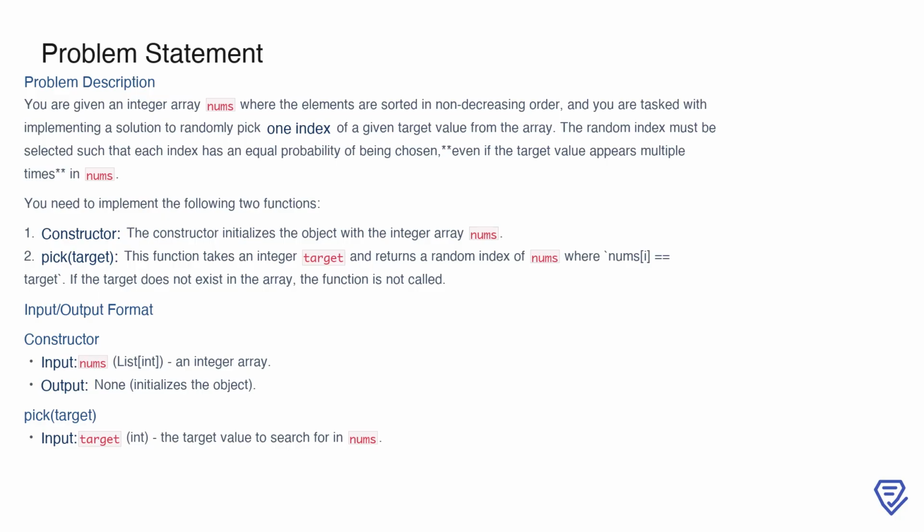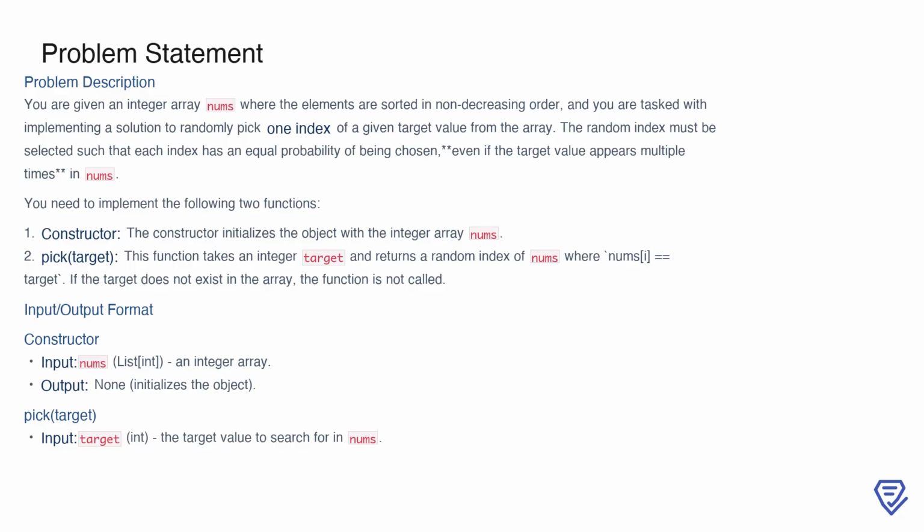Your task is to implement a solution that can randomly pick one of the indices where a specified target value appears in the array. The important part is that if the target value occurs multiple times in the array, each of its indices must have an equal probability of being chosen.